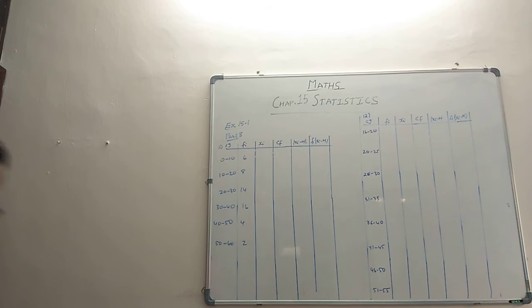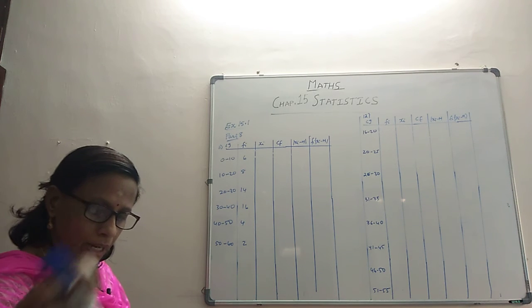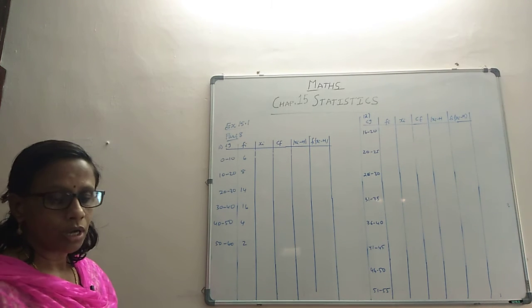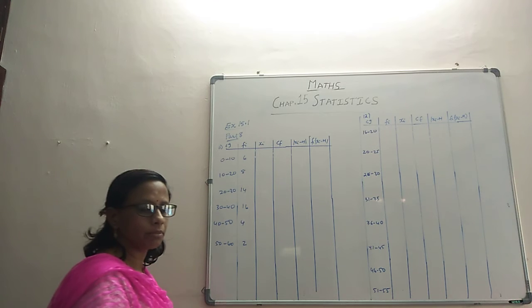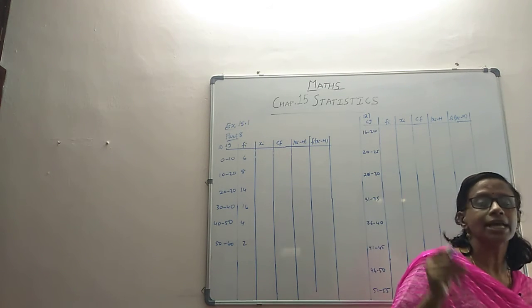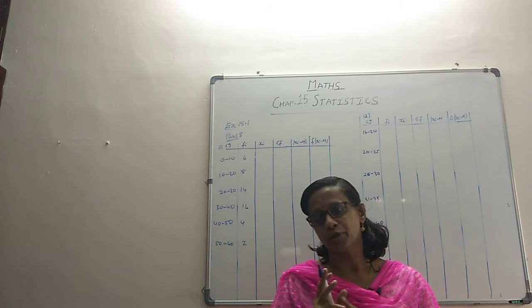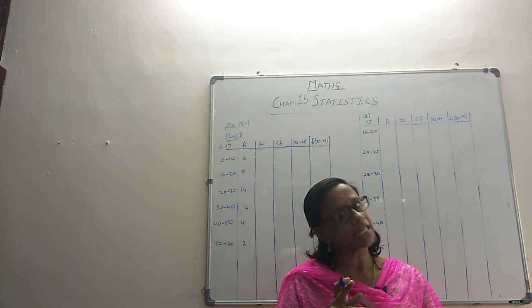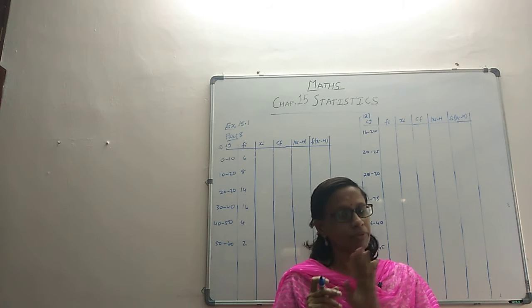Folks, we come to exercise 15.1. Now we are in the part 8 video. Here we are supposed to be doing the mean deviation from the median for the group data. All this time we have done mean deviation from the median for the raw data. We have done it for the discrete data. Now we are doing it for the group data.